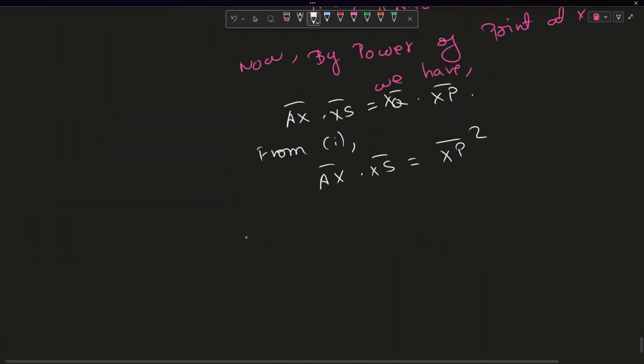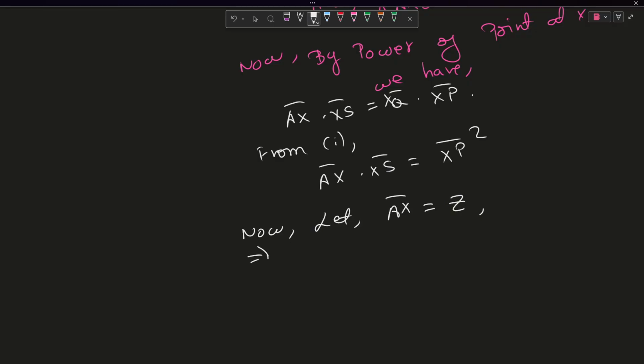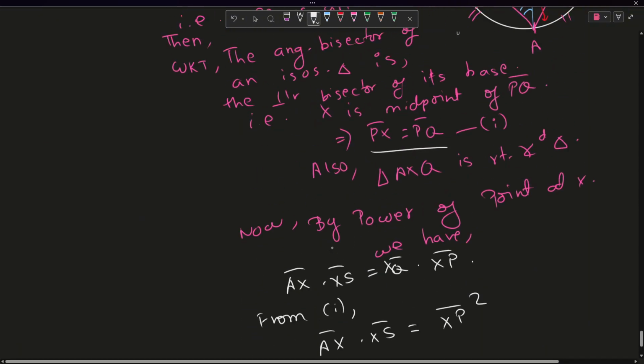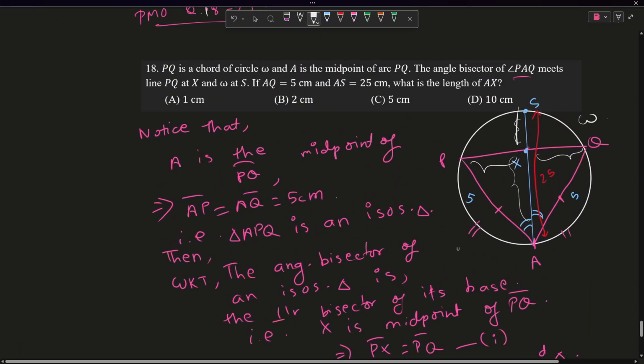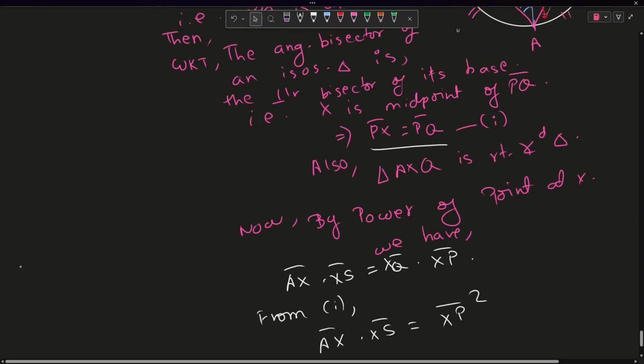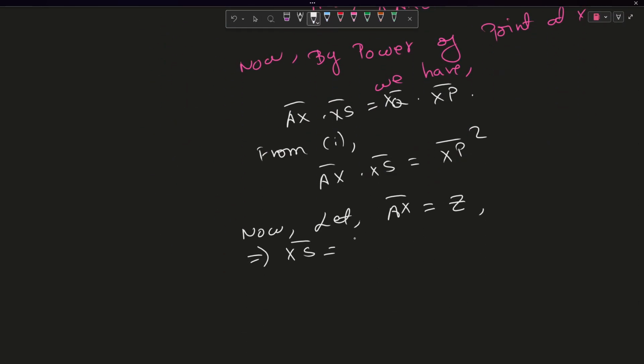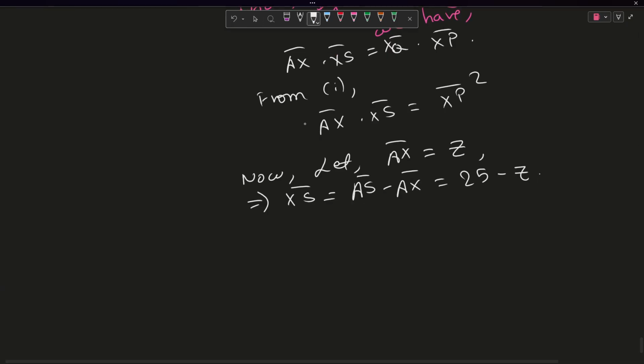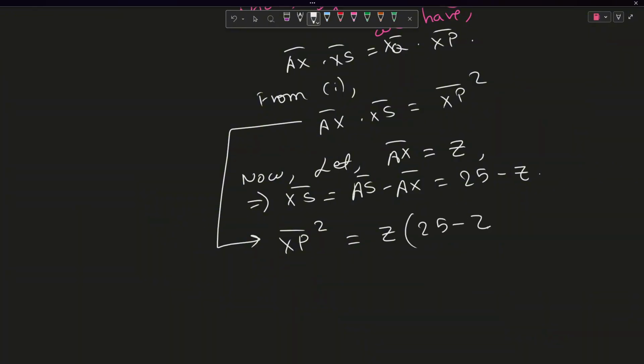Now let the length of AX be some Z, which implies XS is the whole portion minus AX, so just 25 minus Z. So now from this we get XP whole square is equal to Z times 25 minus Z.